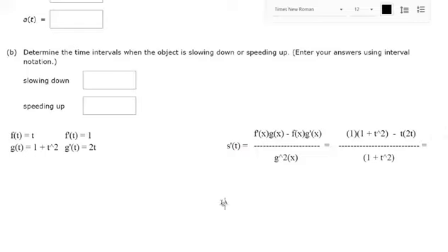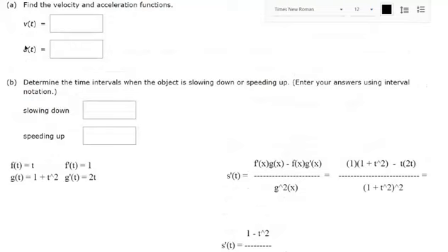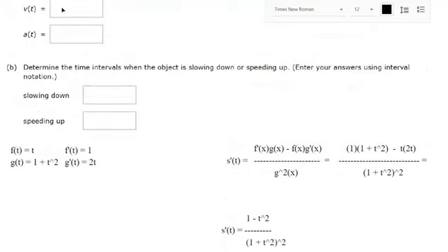The derivative of s of t is going to be 1 plus t squared minus 2t squared. So that's 1 minus t squared in the numerator when you combine like terms. And then the bottom, oops, I missed my square here. In the bottom, that's 1 plus t squared, squared. You can just leave it like that. That's the derivative of s of t. It's velocity. That's the velocity function. So that's what you would want to type in here.